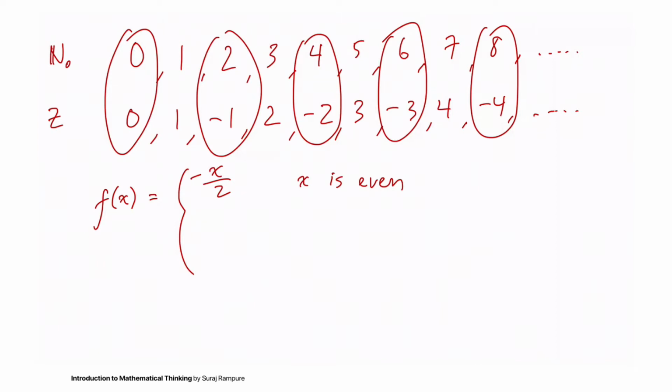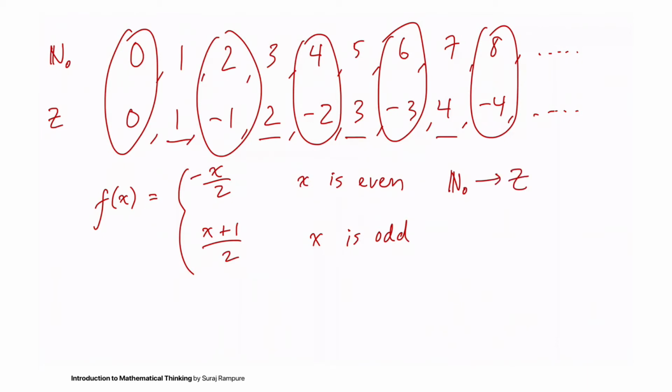Now what's happening to our odd inputs? 1 goes to 1, 3 goes to 2, 5 goes to 3, 7 goes to 4, so on and so forth. Well, 7 is half of 8, 5 is half of 6, 3 is half of 4, and so on and so forth. So it looks like for our odd inputs, so when x is odd, we add 1 to our input and divide by 2. Okay, so this is our bijection between the whole numbers and the integers.